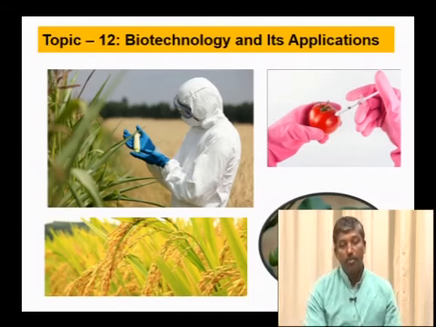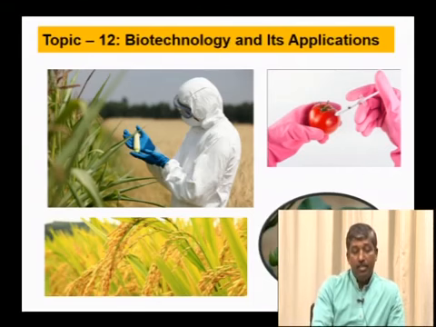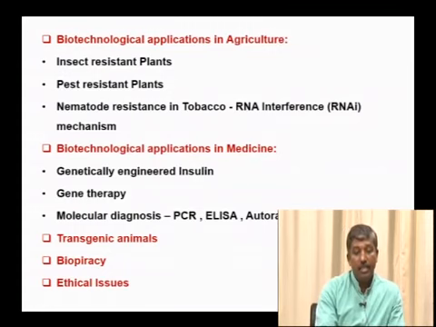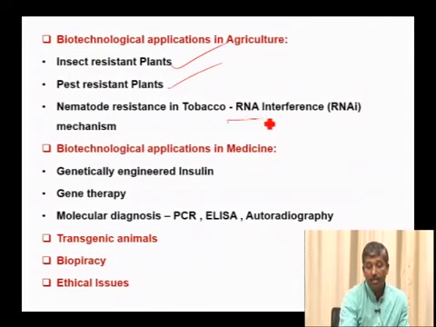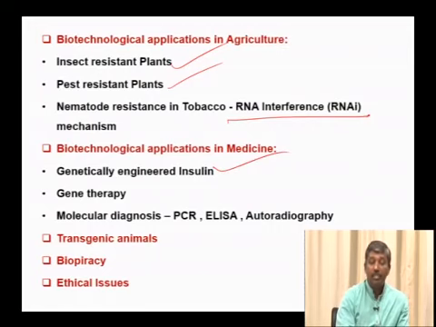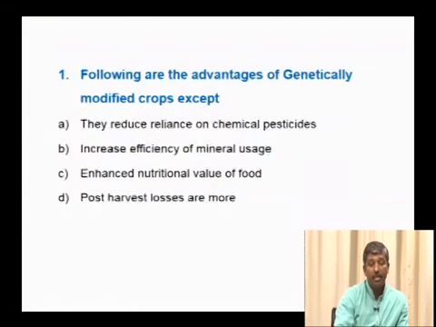Okay, next we will move on to biotechnology and its application. It includes the concept of biotechnological applications in agriculture. So, we can develop insect resistant plants, pest resistant plants, nematode resistant tobacco by using the technique of RNA interference mechanism. Biotechnological applications in medicine include producing genetically engineered insulin or genetically engineered recombinant proteins, gene therapy, molecular diagnostics like PCR, enzyme linked immunosorbent assay and autoradiography. Some importance of transgenic animals, the concept of biopiracy and ethical issues.